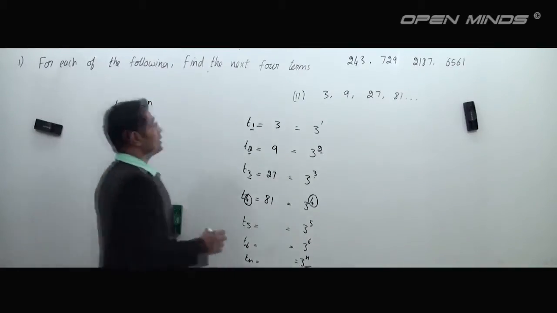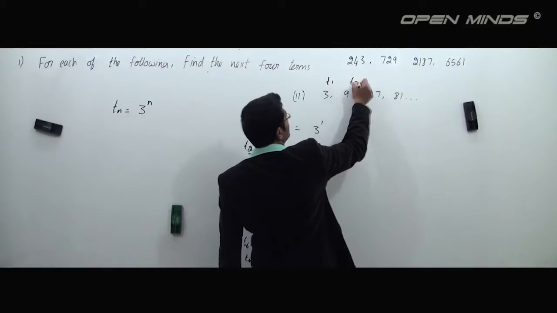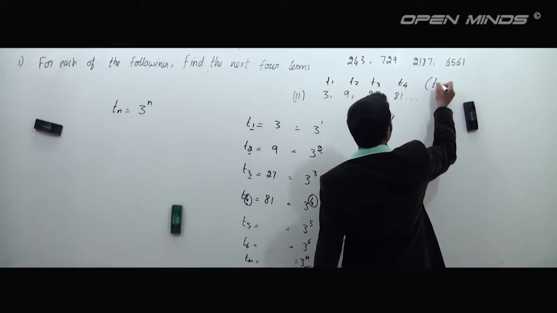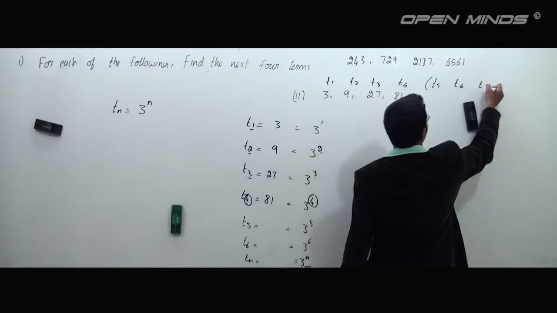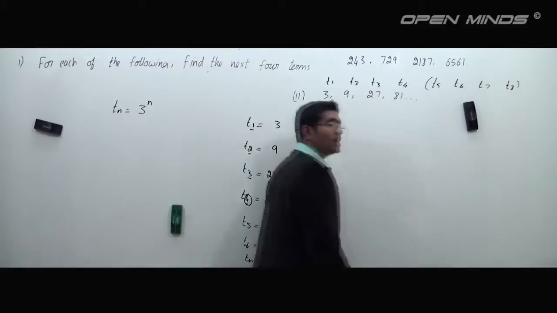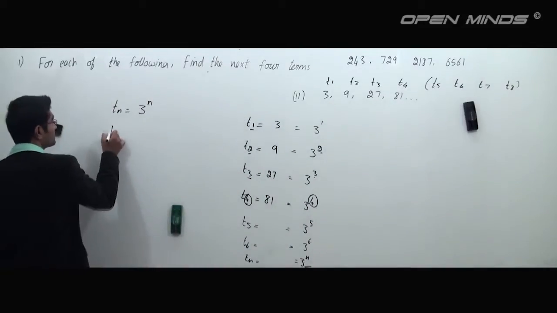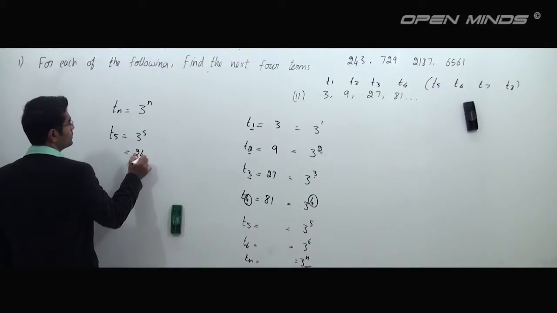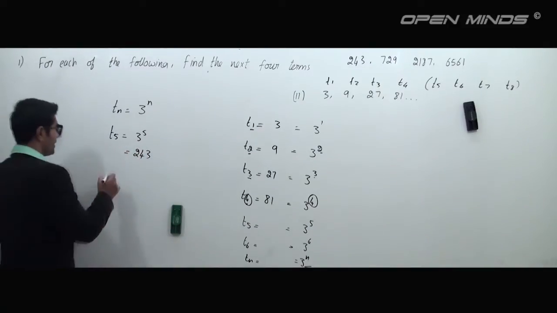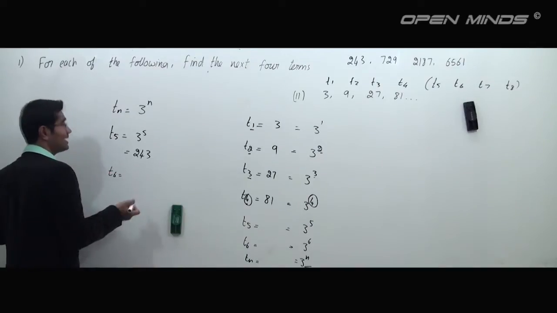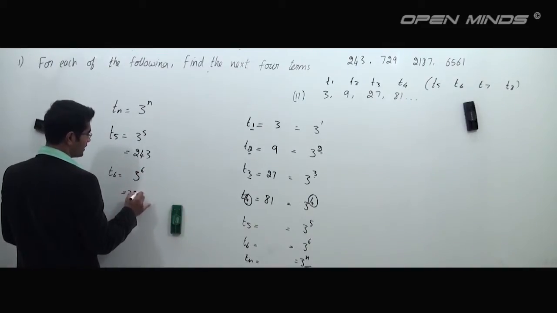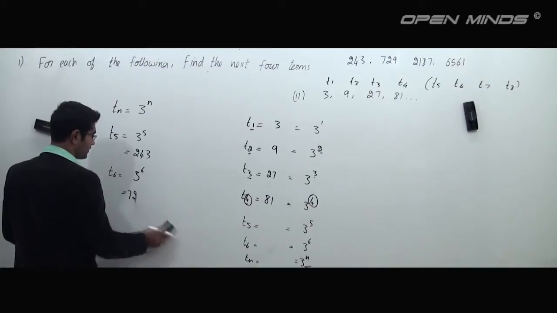Okay. Well, that's my first term, T1, T2, T3, and T4. I'm looking for the next 4 terms. That means I'm looking for T5, T6, T7, and T8. These are my answers. How do I get T5? Come back to this guy. T5 is nothing but 3 to the power 5, which is 243. That is it. All right. Then what is T6? T6 is nothing but 3 to the power 6, which is 729. That's it. Right, that's 729.